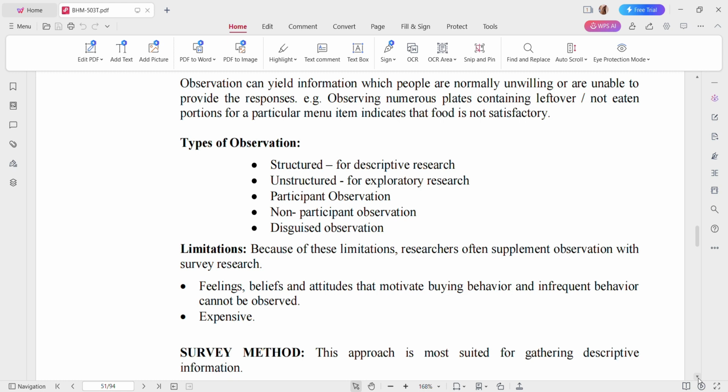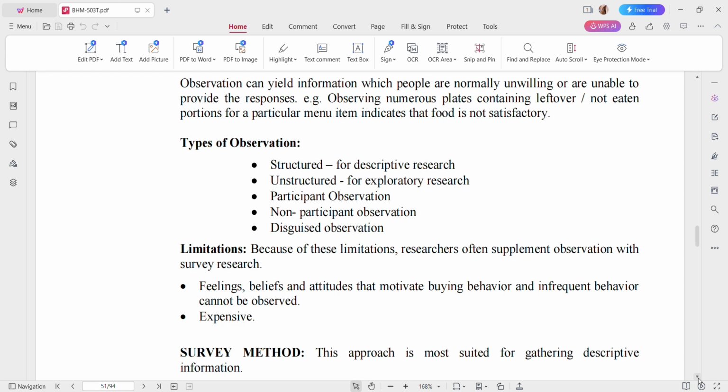But we have to note that there are limitations on it. Because of these limitations, researchers often supplement observation with survey research. This is what I said, no? Because there are things that cannot be captured in observation, we need to validate. Why is it high? What happened? Why is the level of anxiety of young people high? What is the problem? So you have a survey, and then you support it with observation.